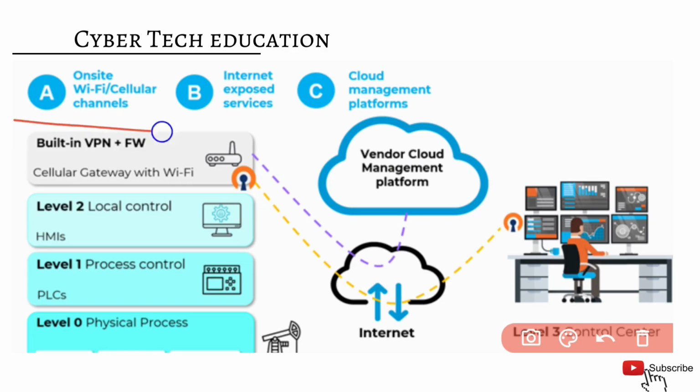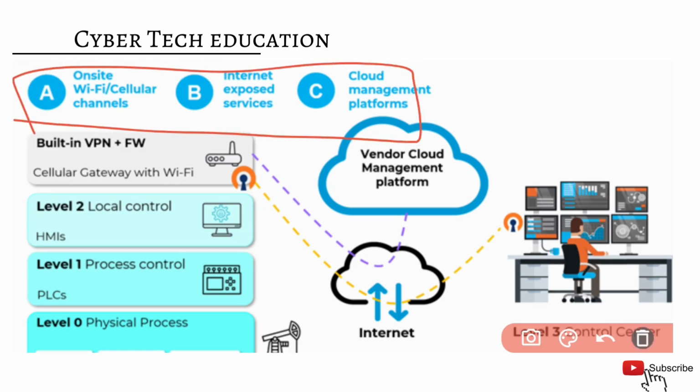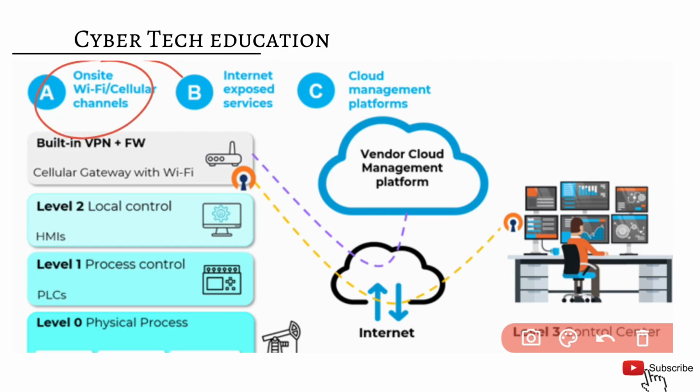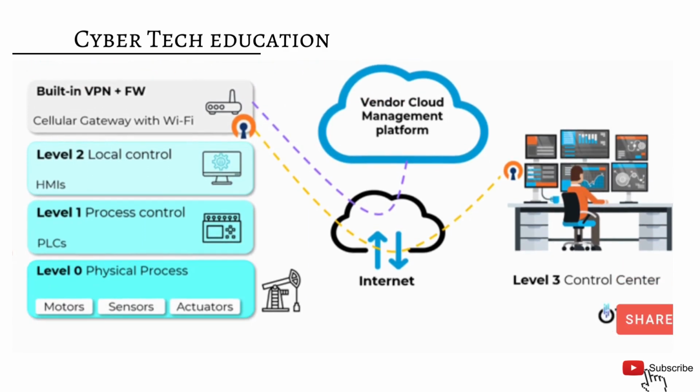Okay, so one is A, B, and C. How actually the things are being done. One is on-site Wi-Fi cellular channel, then internet exposed services, and finally cloud management platform. Here you can see the levels, level 0 to basic level. Here it is followed, and the attacks have surfaced. One is VPN level 0, level 1, level 2, and inbuilt VPN plus firewall.